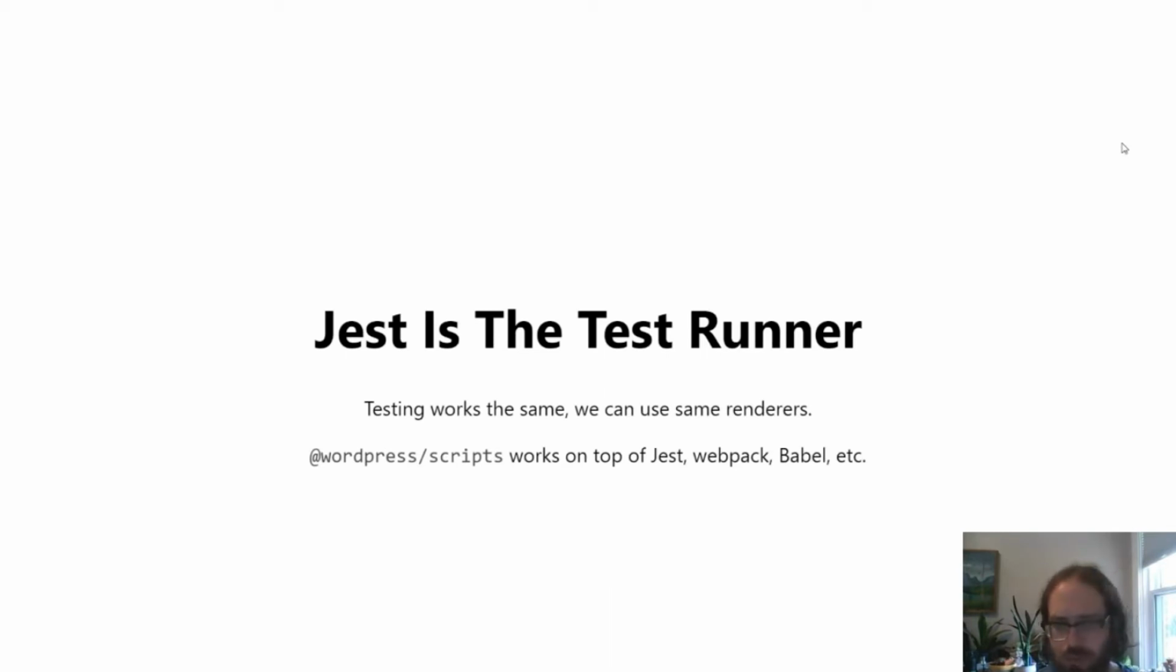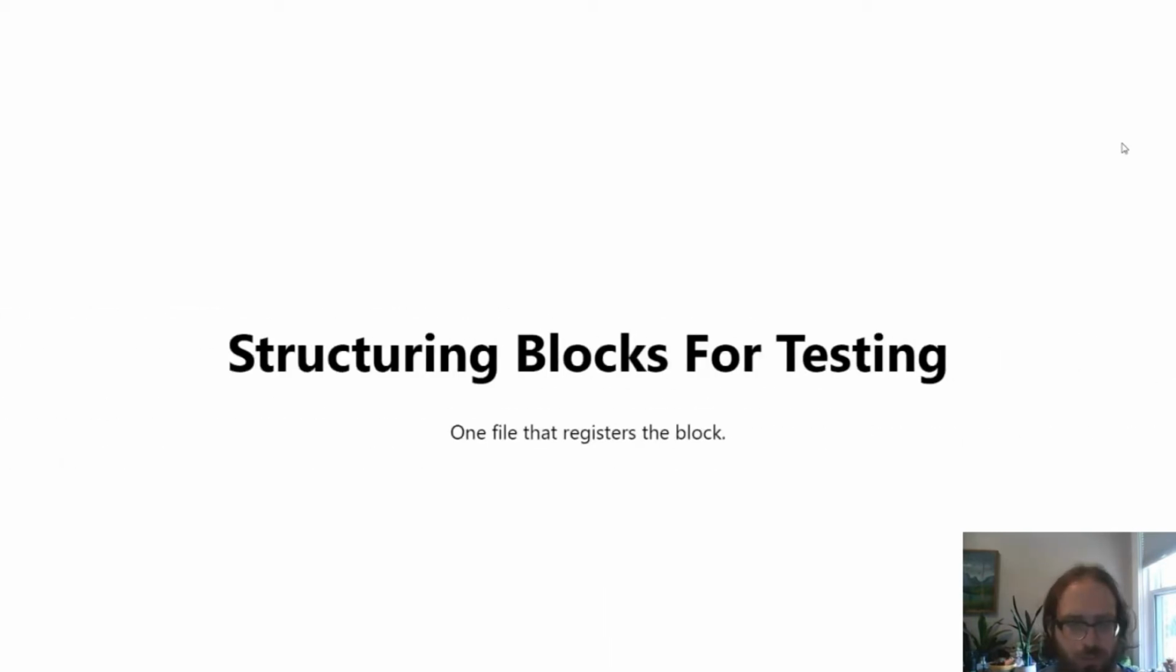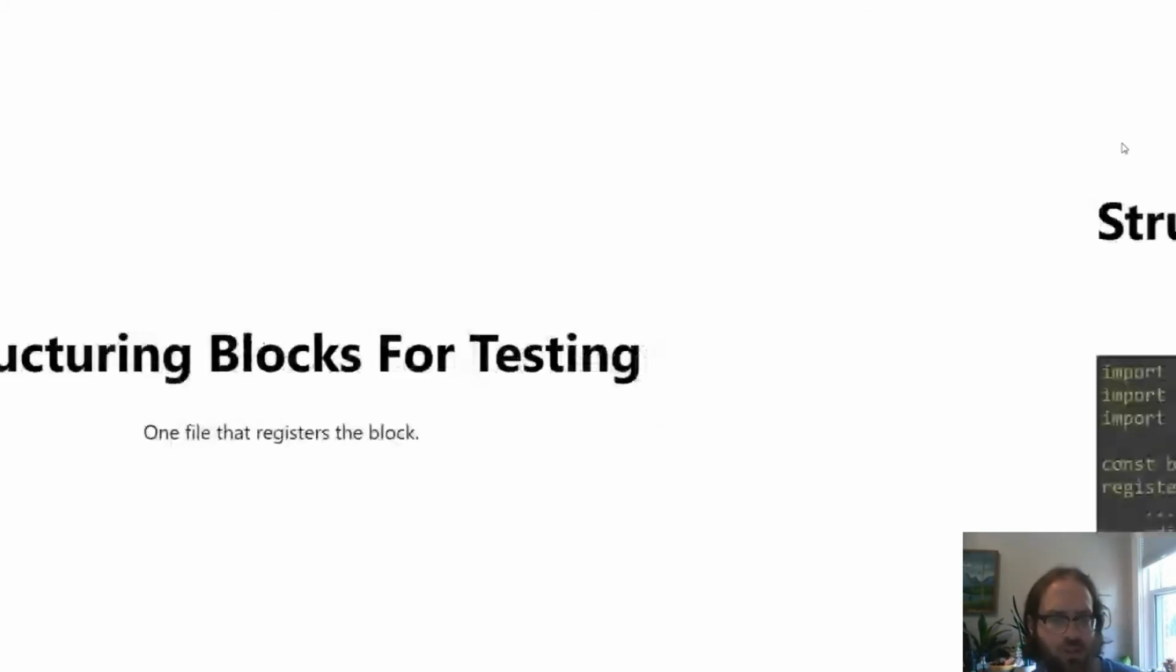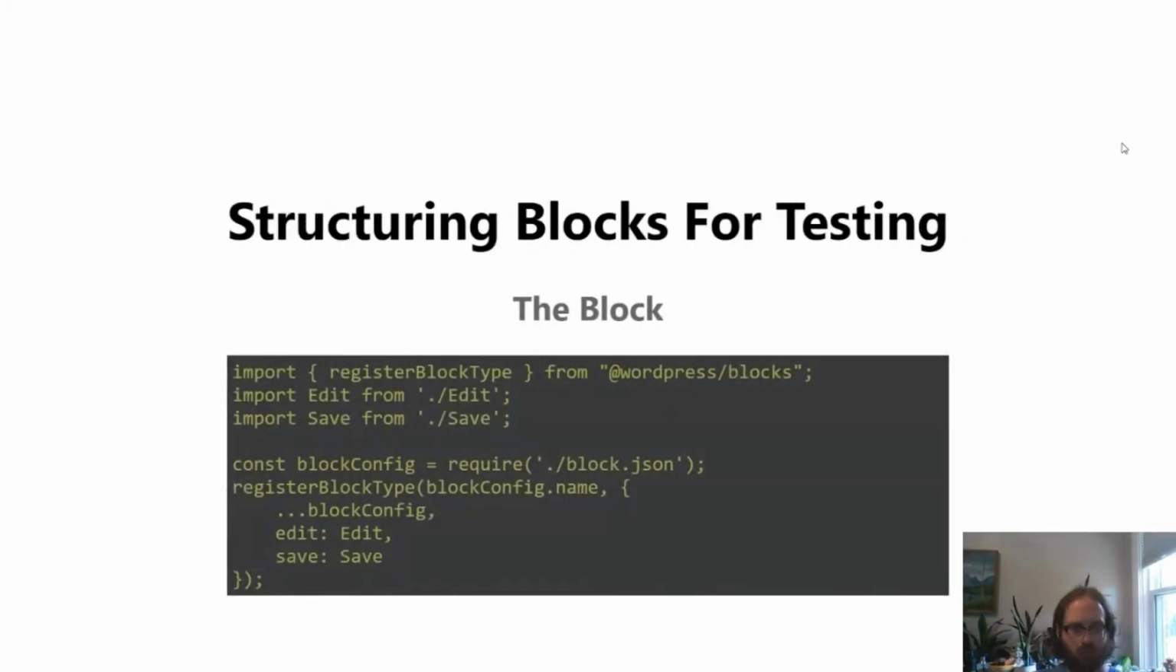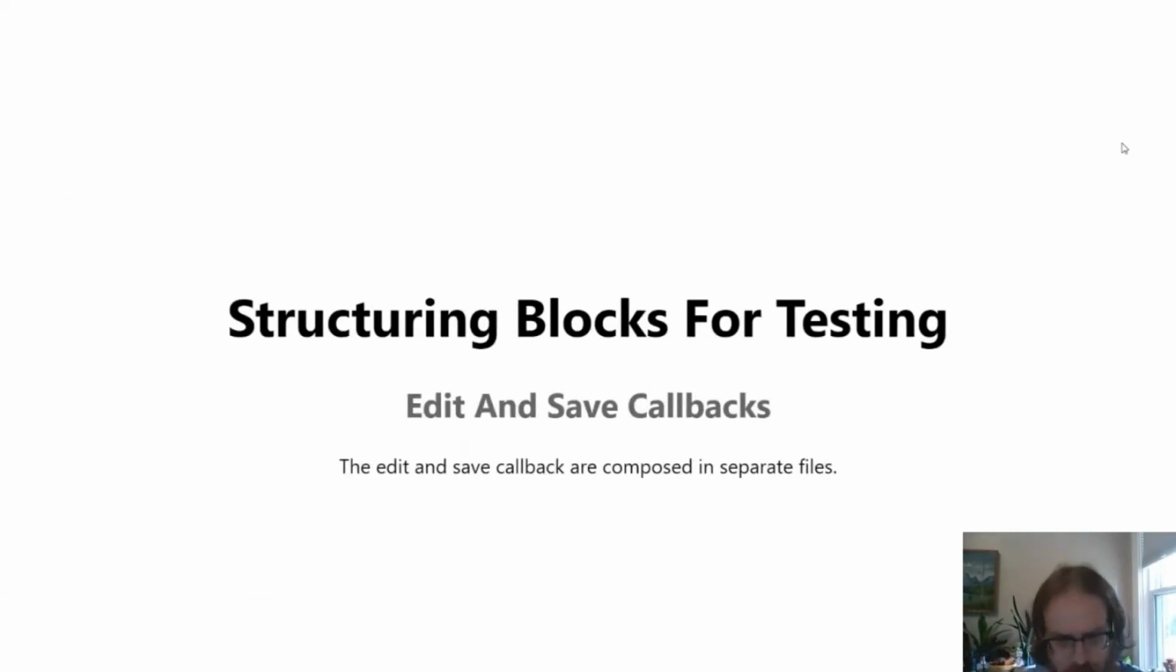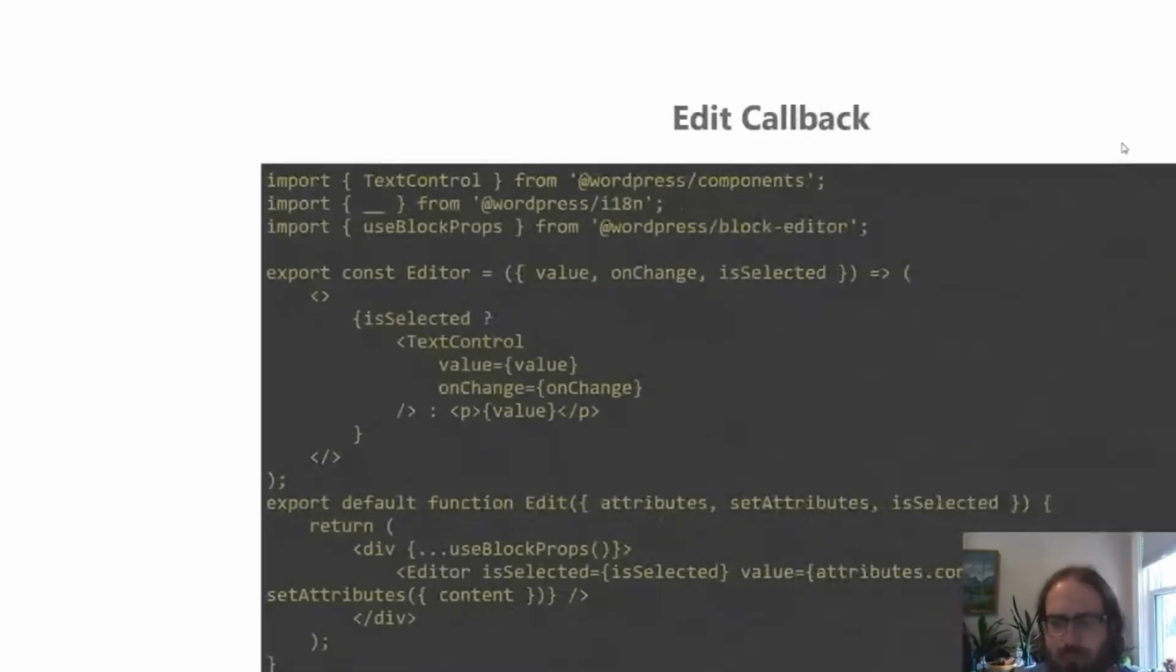So with WordPress scripts, we're still using Jest, just like before. I like to structure my blocks in a way where I have one file that imports the edit component, imports the save component. That way we can reuse them, for example, in tests, for example, in other screens. This is what it looks like basically in the tutorial using API v2, where everything comes from block.json, and then we just apply these components. But I do like to put them in separate files.